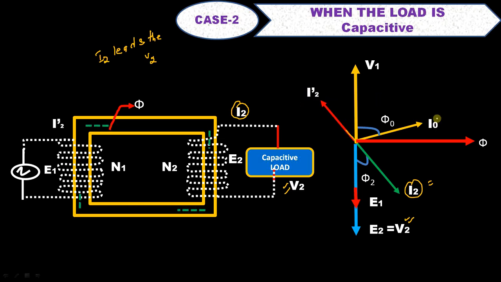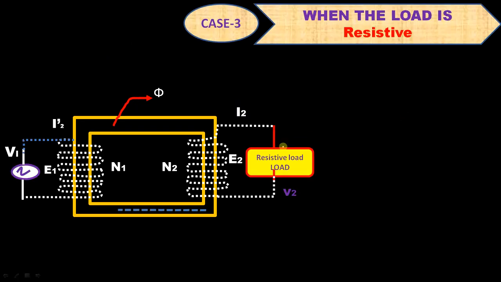The resultant of this I0 and I2 dash is I1. See this one. This is I1, the resultant of I0 and I2 dash. Okay, this is the phasor diagram of a transformer when the load is capacitive. Now, similarly, when the load is resistive, what will happen? When the load is resistive, this I2 is in phase with the V2.